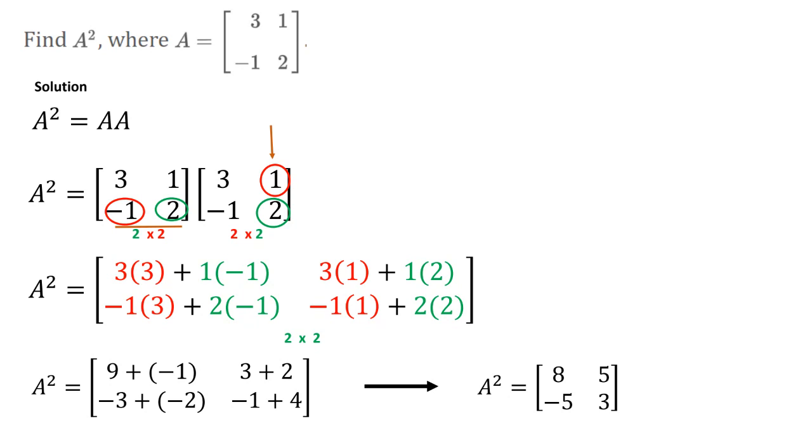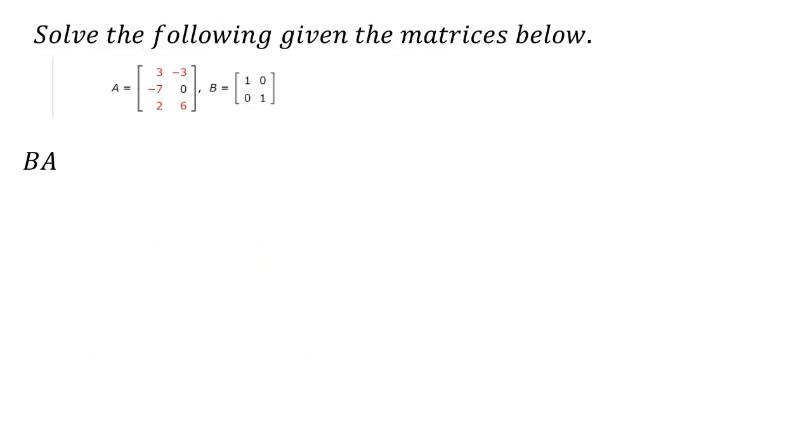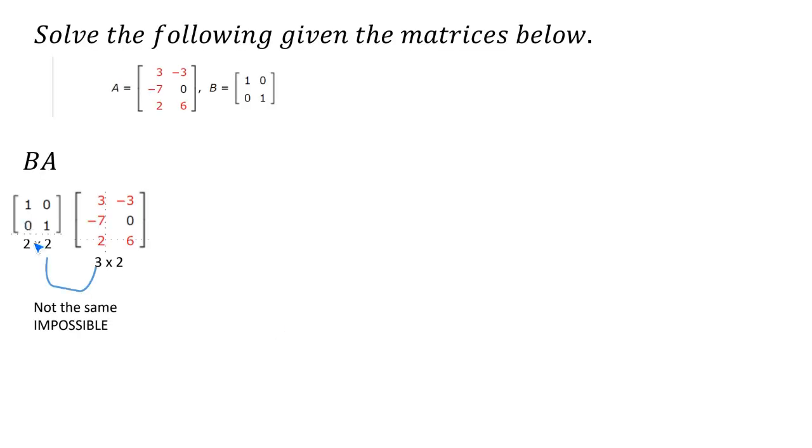And then again, you can check your work using the computer, and I'll show you in a little bit how to do that as well. So it says solve the following given the matrix below. So B times A. So let's see if we can multiply this. So B is 2 by 2, and A is 3 by 2. So notice the inside numbers are 2 and 3. So they're not the same, so we cannot multiply. So this is going to be impossible. So we would just write impossible. Okay. Any questions on that one?